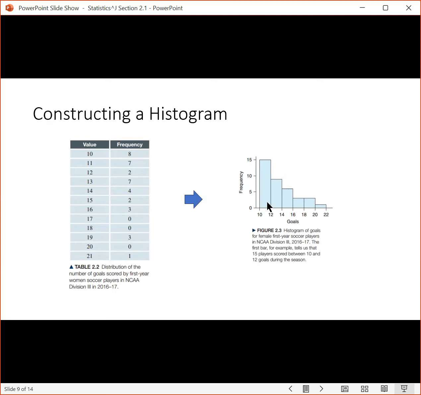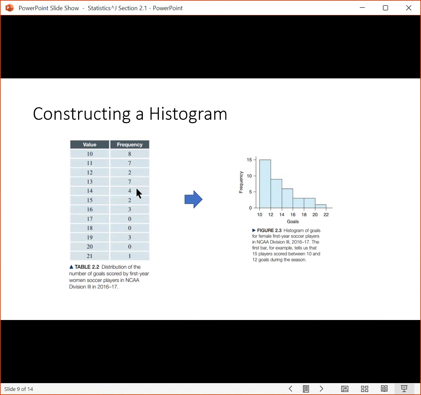And then 12 is on the boundary, but just like when we did 10, we put it into the bin to the right of 10. So 12, we put into the bin to the right of that. And so we've got 12 and 13. Those are going to go into that bin from 12 to 14, but not 14. 14 is going to go to the right again. So you want to follow a consistent pattern there. So we take 12 and 13. That gives us 9. So we want to draw a bar that has height 9.